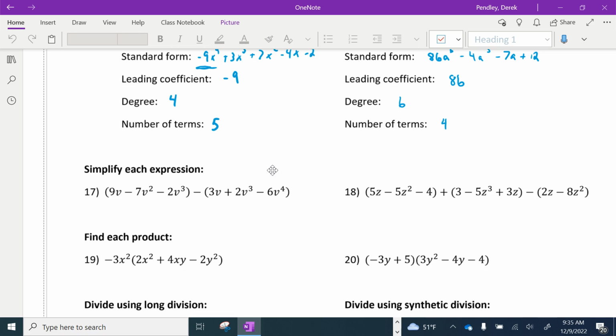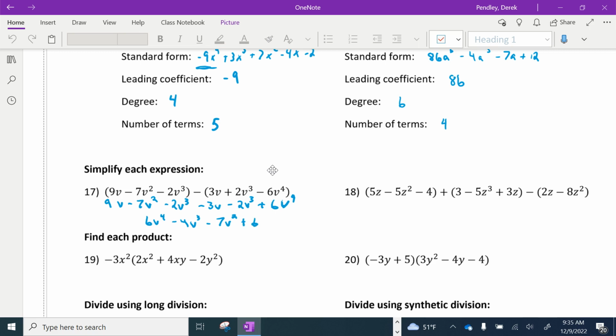So we have 9v minus 7v squared minus 2v cubed minus 3v minus 2v cubed plus 6v to the fourth. And now you just collect like terms. So we have 6v to the fourth, negative 2 and negative 2 is negative 4v cubed. We have negative 7v squared minus 3v. Oh, no, because that's a 9v with it. So that's a plus 6. Plus 6v, and that is it.